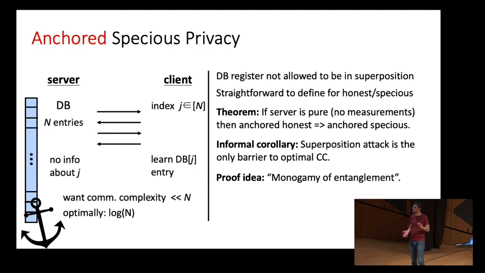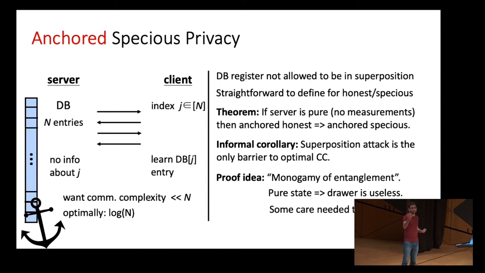So the proof idea uses, at least I like to think about it as, a variant of this notion of monogamy of entanglement. So what we're saying is that if the server is pure, does not perform any measurement, and the client can also always be made pure because we don't have any privacy requirement from the client, then the honest joint client-server state is also going to always be a pure state. And we know that if you have a pure state, then even if you have an additional register in the drawer, then these two registers have to be tensor products of each other. So the additional information that you have in the drawer is not actually going to be correlated at all with the information that you need to show for the inspection.